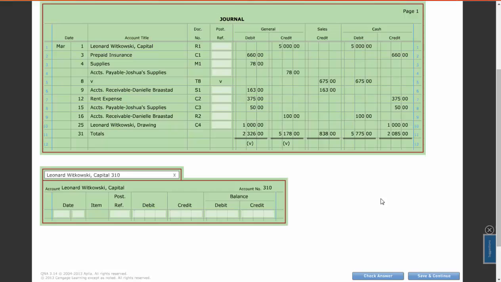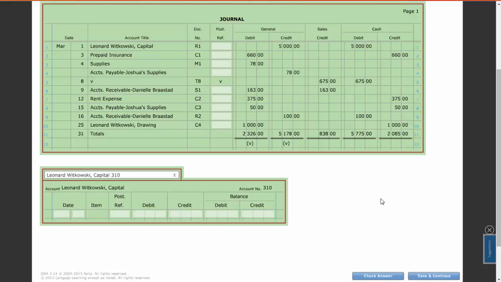So on line number 1 of my journal, going across, I can see what goes right here: our account title. Any account title here tells you that's what we use here in our general ledger. Does that make sense? So when I move across here on line 1, what's an account title but Leonard Witowski Capital? So that tells me down here on my ledger, open up Leonard Witowski Capital.